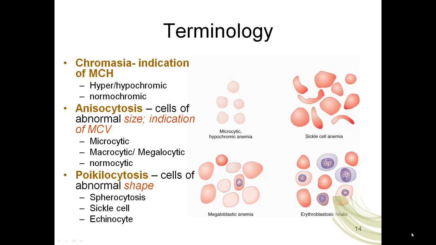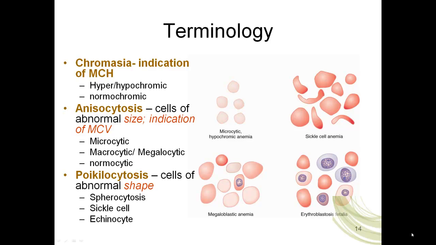Not shown here in this picture is spherocytosis, where the cells are perfectly round instead of having their biconcave disc-like structure. And then there are red blood cells that look like they have spines on them, like an echinoderm, or what you might associate with a sea urchin, if you will. So those are called echinocytes.